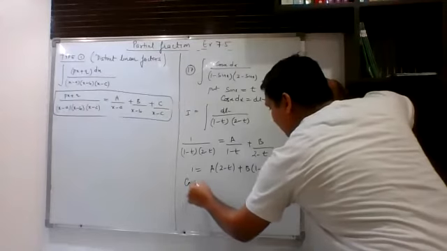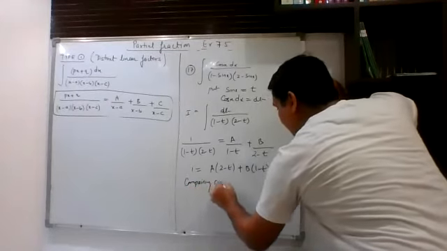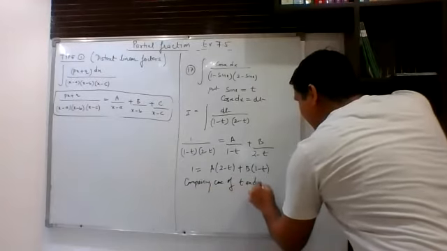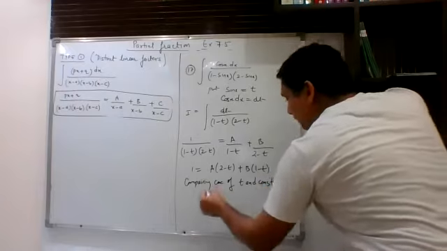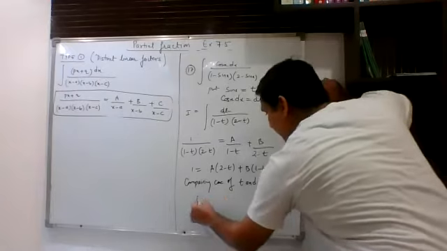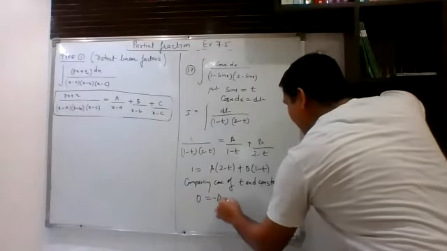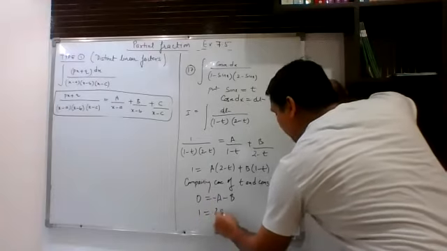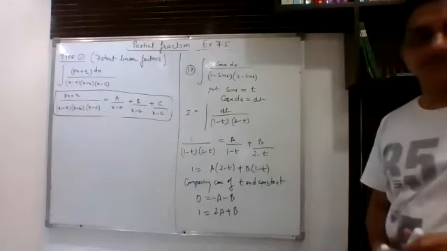So comparing coefficient of t and constant. So here we have only two constants, so you have to just get two equations. So t is a 0 on this side, it will be a minus b, and constant is 1, so that can be written as 2a plus b. So these are the two equations.